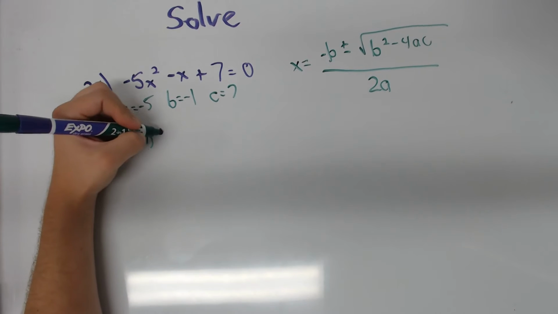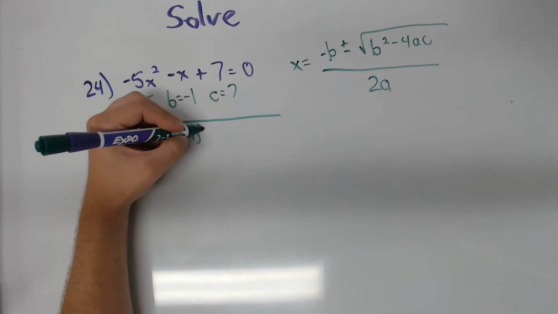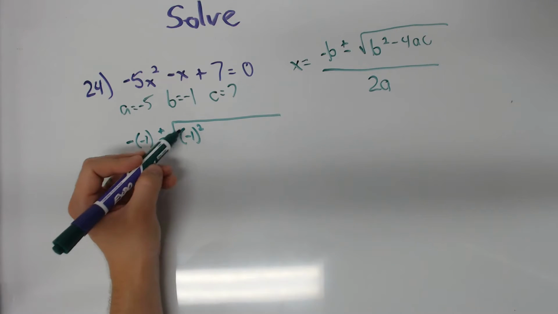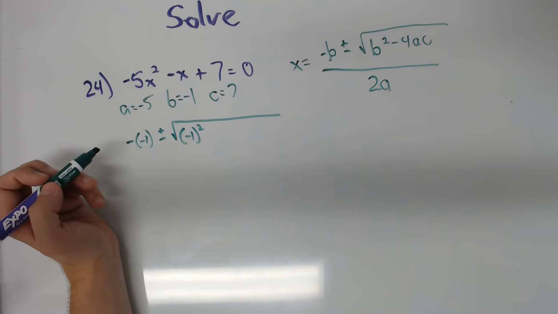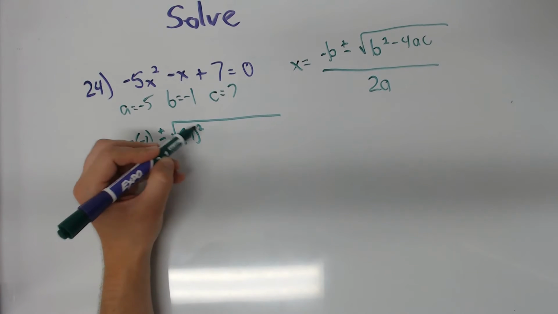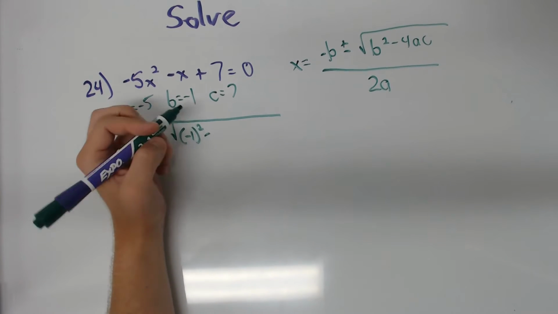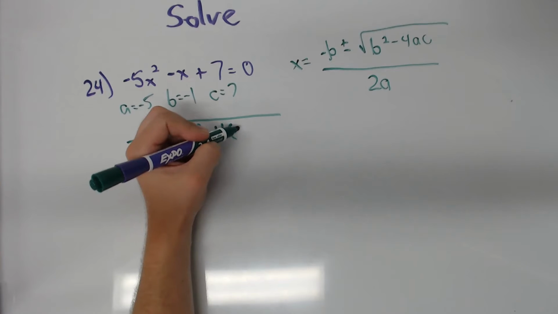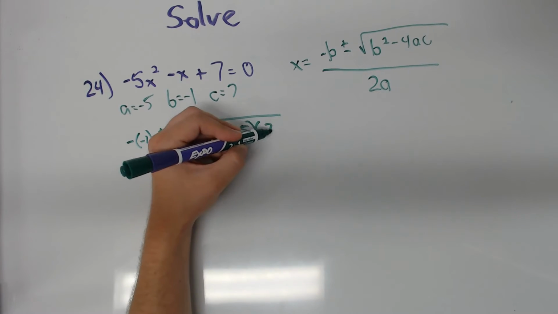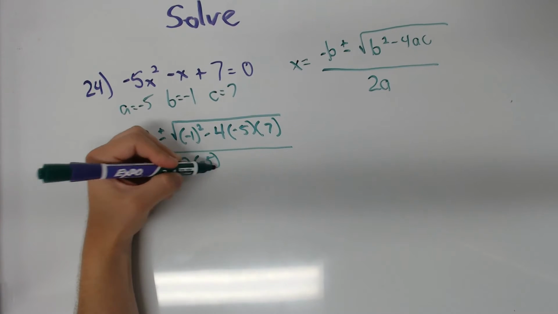Negative, negative 1, plus or minus the square root of negative 1 squared. We made a lot of mistakes here during chapter 9. All right, put that in parentheses. People were getting negatives when they squared this. You should never get a negative here. b squared should always come out to a positive number because you're squaring a negative or you're squaring a positive. And a is negative 5, c is 7, all over 2 times a, so 2 times negative 5.